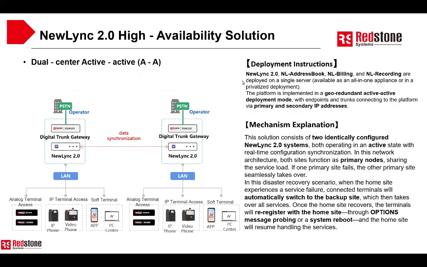The next scenario we recommend is the dual site active-active architecture. The main difference is the physical location. Instead of placing both servers in the same data center, we now deploy them across two distinct locations. For example, one in Shanghai and another in Beijing. We have configuration synchronization, so no matter the failover services, the terminal registration process is all consistent.